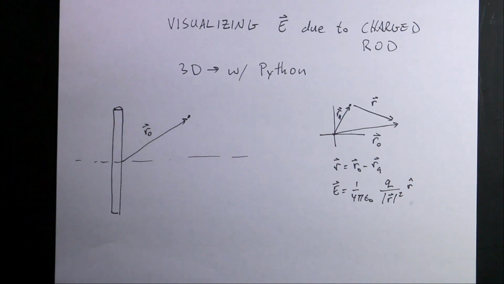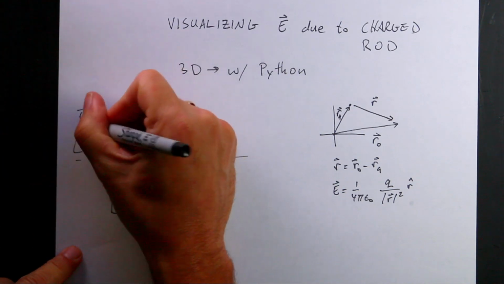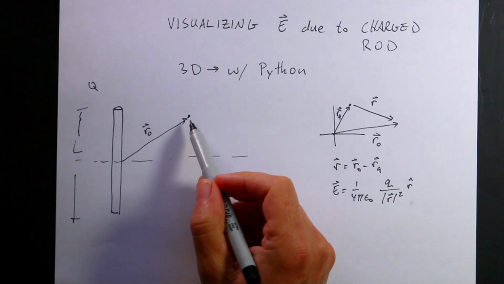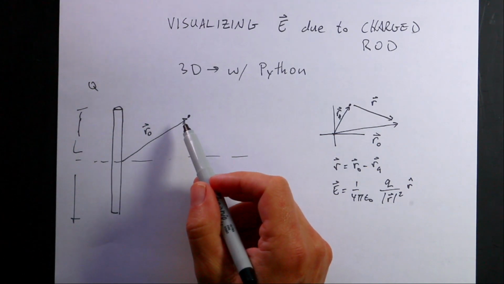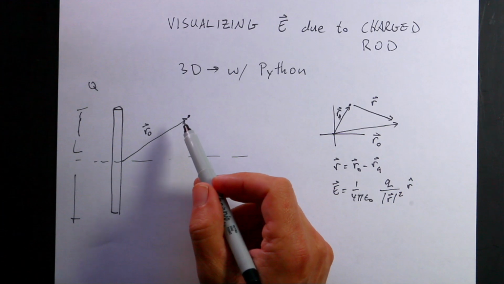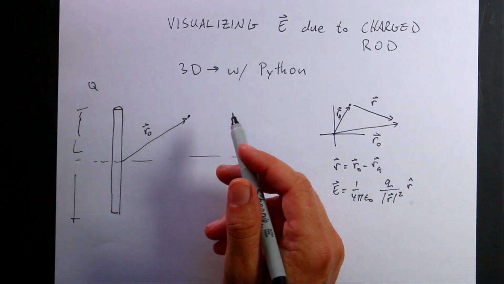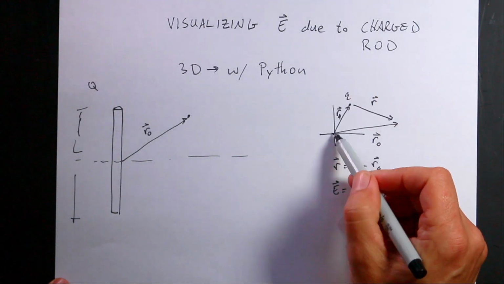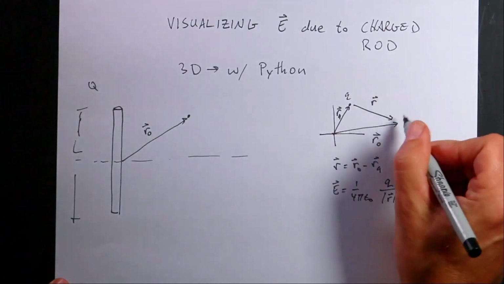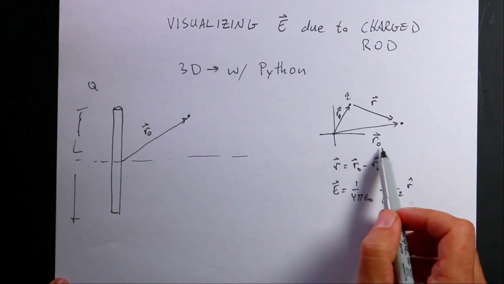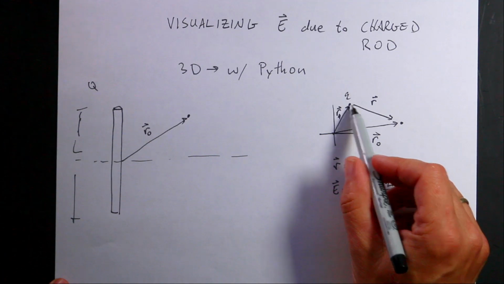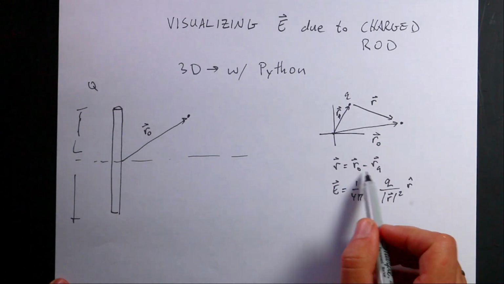Okay, so if I have a charge rod, in this case it's a length L, a charge Q, and I want to find the electric field right here. Well, I don't have an expression for the electric field due to a rod. I have the electric field due to a point charge. So if I have some point charge Q right here and located by the vector RQ, and I want to find the electric field at some observation location RO, then I can find the vector R from Q to RO, and that's just going to be RO minus RQ.